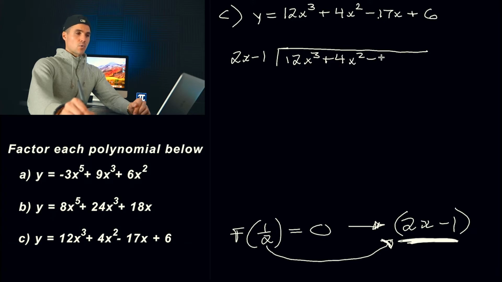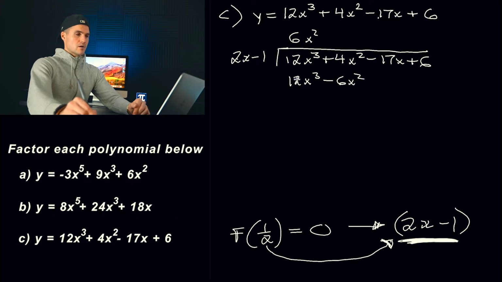Now, if it was a quartic, then you'd have to find 2 of these before you got to a quadratic with long division. But luckily, we were given a cubic here. And so let's divide this, see what we get. So we got 6x squared, right? 2x goes into 12x cubed, 6x squared times, and then this would be 12x cubed minus 6x squared.